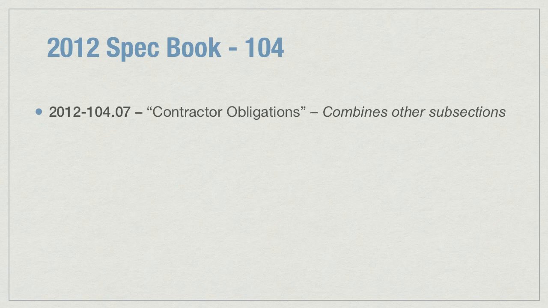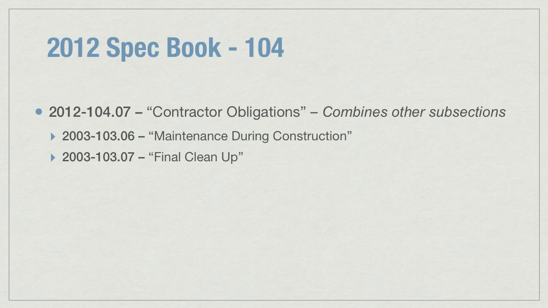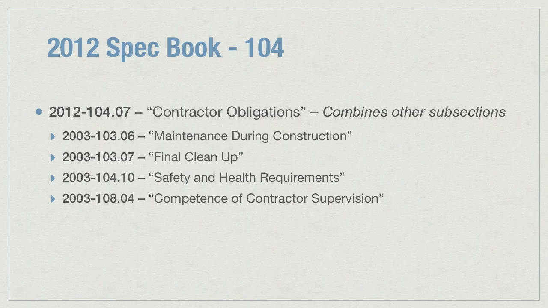Subsection 104.07, Contractor Obligations, builds on old 104.07, Cooperation by the Contractor, by combining other subsections from the 2003 book. Added to the new 104.07 are the old 103.06, Maintenance During Construction, 103.07, Final Cleanup, 104.10, Safety and Health Requirements, and 108.04, Competence of Contractor Supervision.